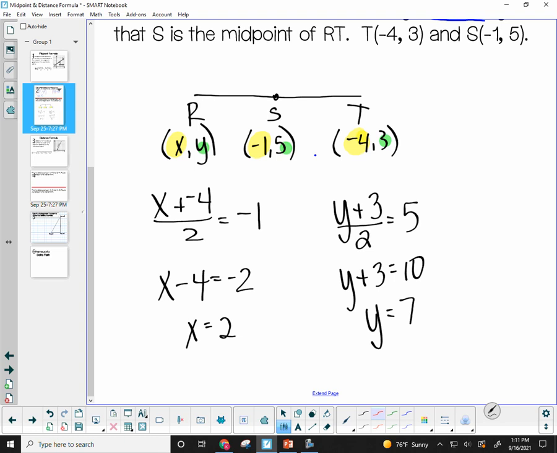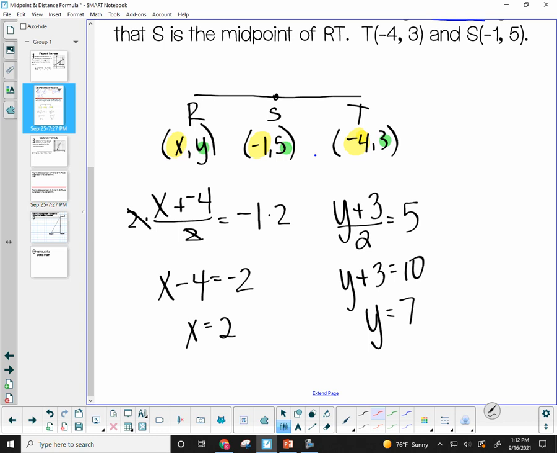Yes? Because I'm clearing my fraction, so 2 divided by 2 is 1. And then negative 1 times 2 is negative 2. Is that what you're asking? Did I answer your question? Are you sure? Did you have a moment where you forgot? Okay, are you good then?